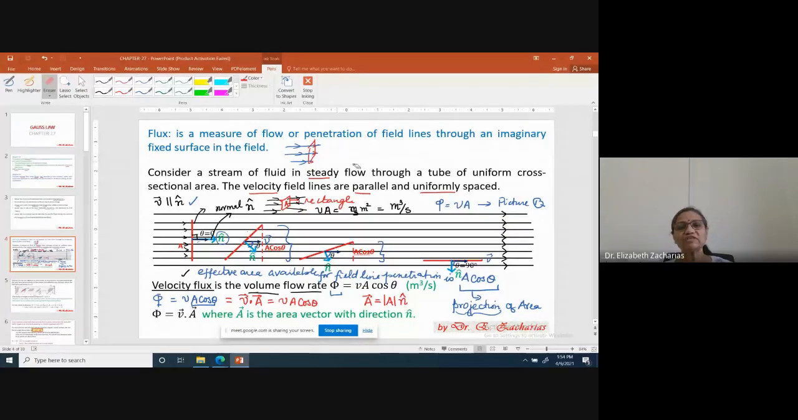Is there somebody in the class who can actually explain what I just talked about flux? The page is there before you. Please do that. Tell your name and do it, please. You can be wrong. Absolutely no problem. Please do it.